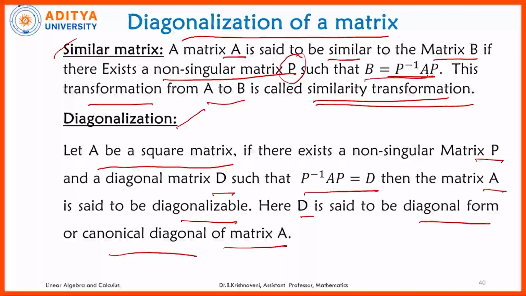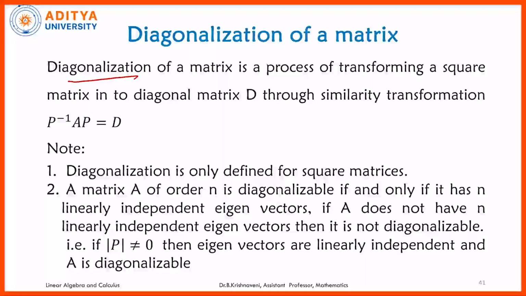So, I repeat, if you consider any square matrix A, and you get a non-singular matrix P and a diagonal matrix D such that P inverse AP is equal to D, then we say that A is diagonalizable, and we call D the diagonal form or canonical form of the given matrix A. Diagonalization of a matrix is the process of transforming a square matrix into a diagonal matrix D through a similarity transformation, given by P inverse AP equals D.